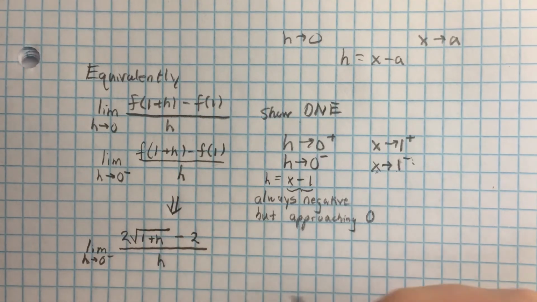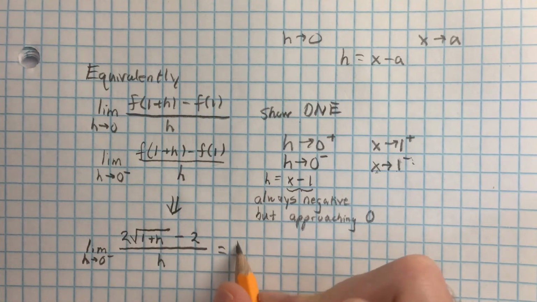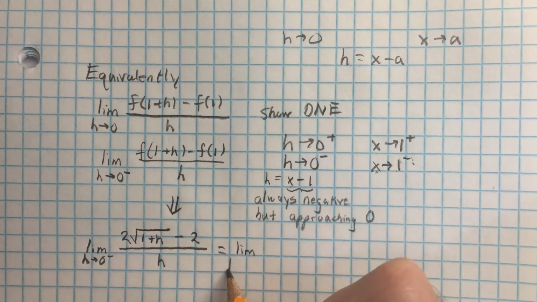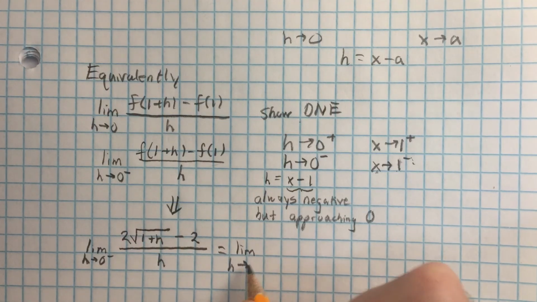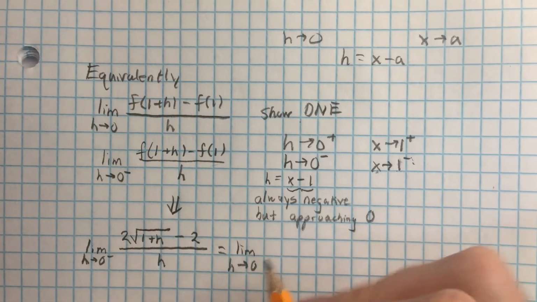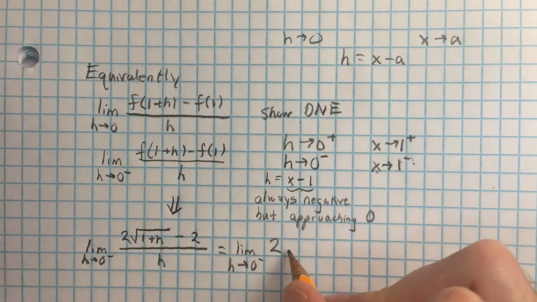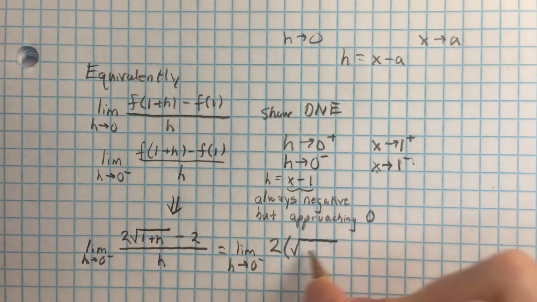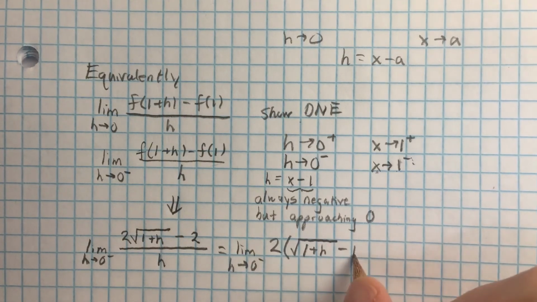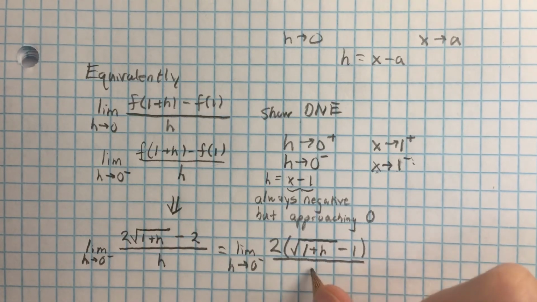H. So again, taking the 2's out, it'll be another use of the conjugate to complete this limit. So 2 root 1 plus h minus 1 over h.